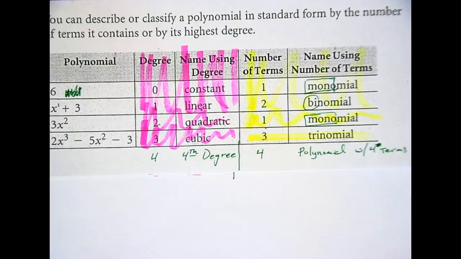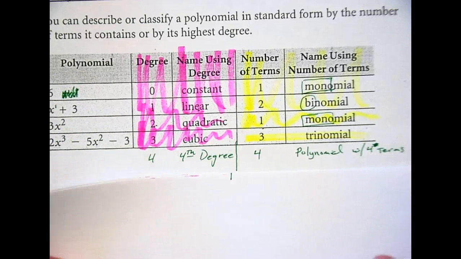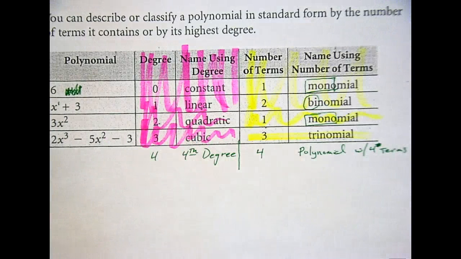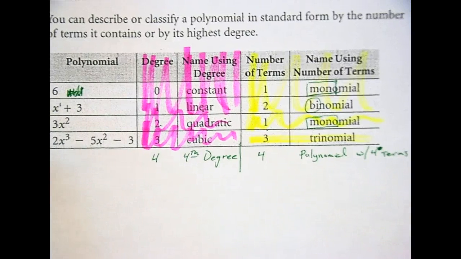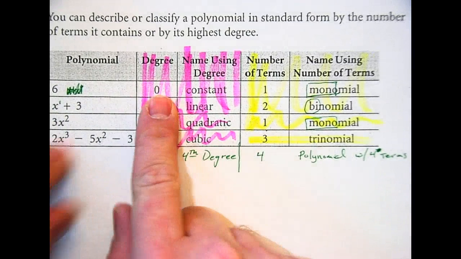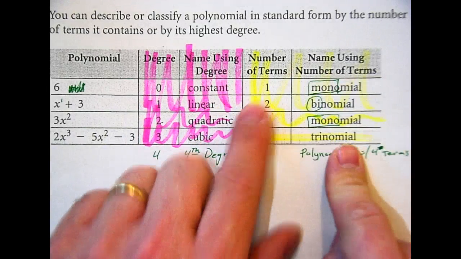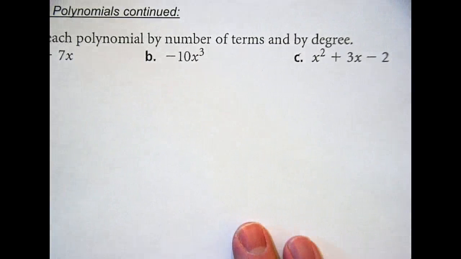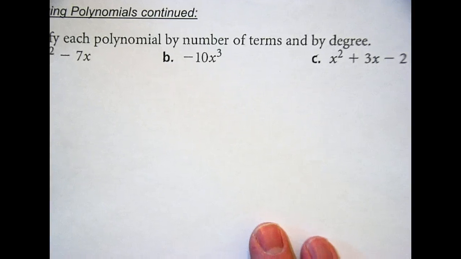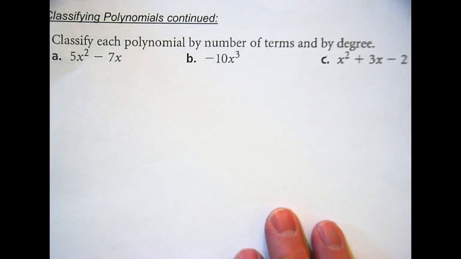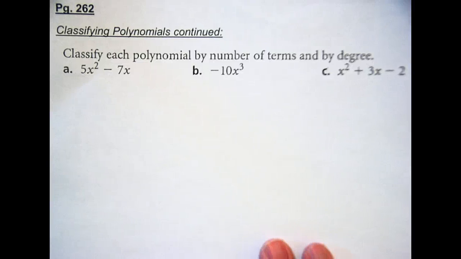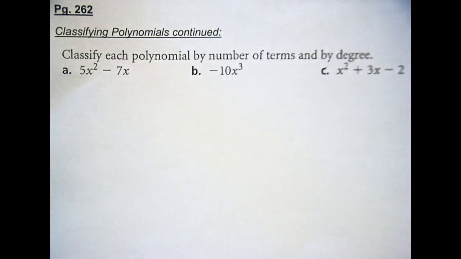Okay, very good. So we're going to start using those special names. How many of you have heard all those names before? Okay, the goal for you is to be able to classify, make sure degree you go with these, and terms you go with these. That's going to be part of our goal today. So let's see how well you can do that. Try it on these 3. Classify each by degree and number of terms. This is on page 262 if you're using your text. Okay, questions?